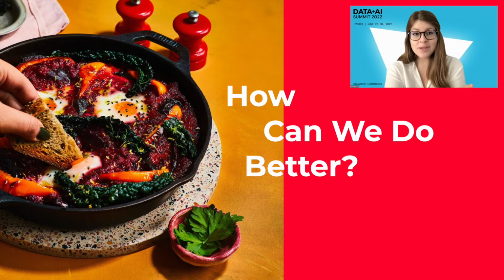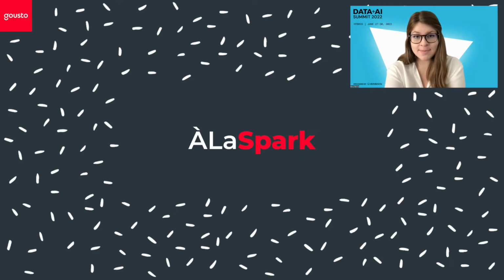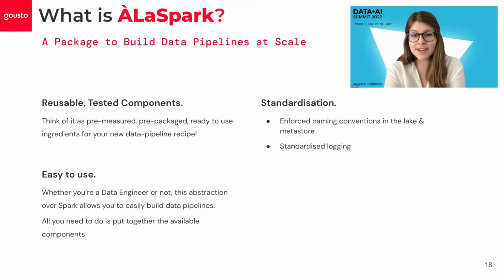So how can we do better? This is where ALaSpark comes in the picture. ALaSpark is a wrapper around Spark that provides pipeline functionalities to quickly build data pipelines at scale. It offers specific, reusable, documented, and unit-tested components that can be mixed and matched together depending on your use case and requirements. Think of it as pre-measured, pre-packaged, ready-to-use ingredients for your new recipe.